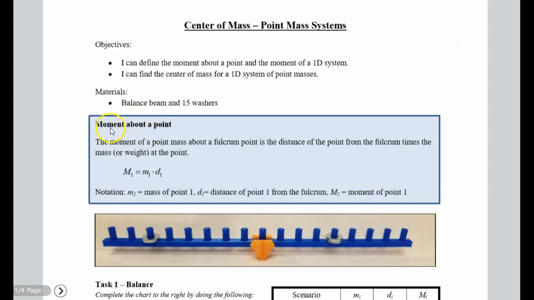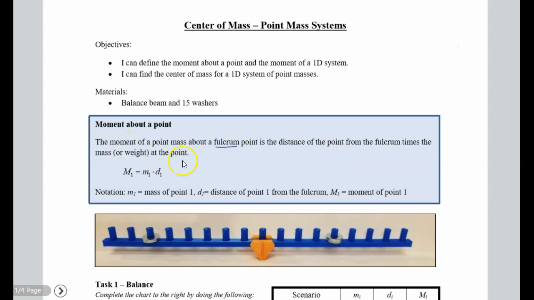Before we get started with that, just looking at what we're going to be talking about, one of the key definitions is this moment about a point. The moment about a point of a point mass about a fulcrum point is the distance of the point from the fulcrum times the mass or weight at the point. What that means: the fulcrum is what you would think of as this middle, this orange right here, right in the middle of the beam. That's what we call the fulcrum.